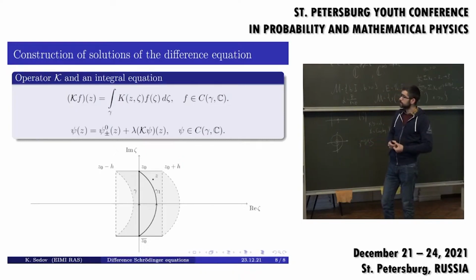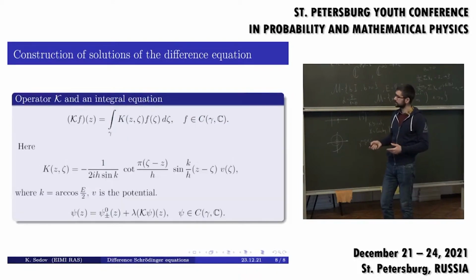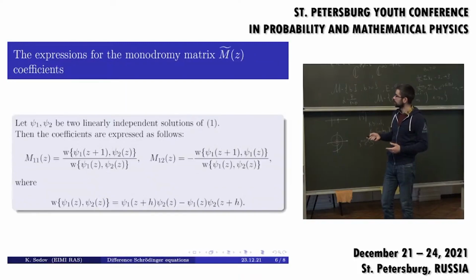After constructing the solutions, we find their asymptotics, and then, using these formulas, we obtain the asymptotics of the coefficients of the monodromy matrix. So that was in brief the procedure for the case of analytic potential, but in the case of meromorphic potential it gets a little bit more complicated, but we won't dwell on it here. So that's all. Thank you for the attention.